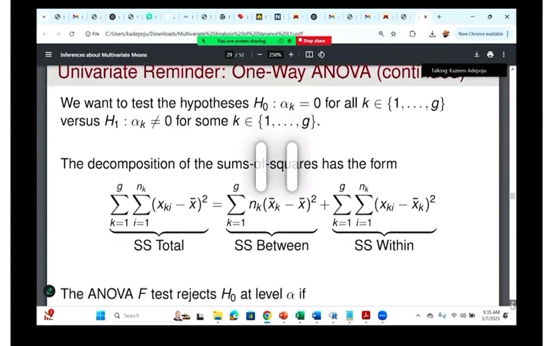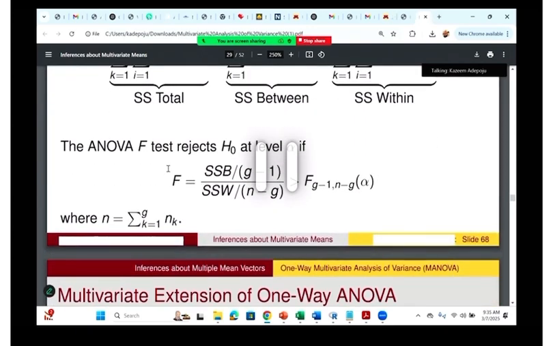Now, from there, we have F. We use the F test in the conventional univariate one-way analysis of variance, and we take a decision, rejecting H naught if the test statistic value is greater than what you check from the table. That is for the one-way univariate.